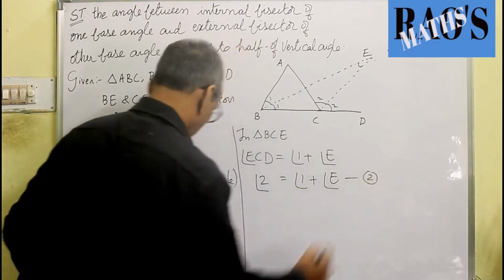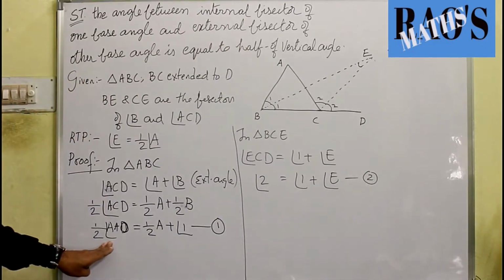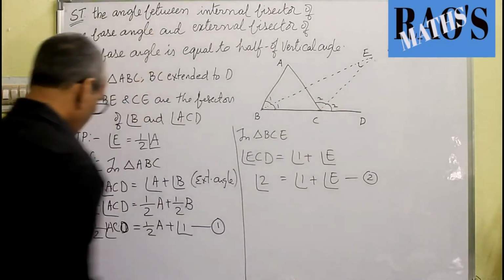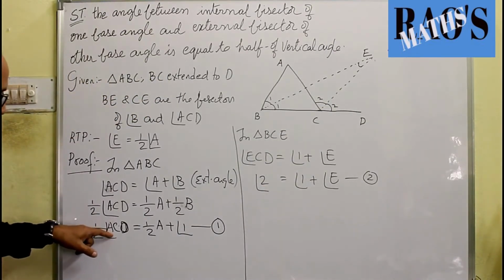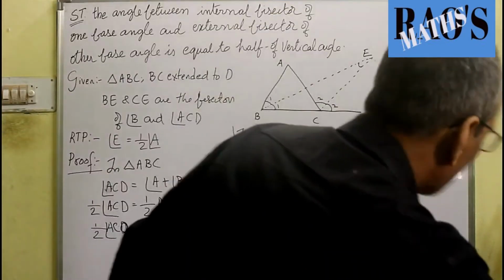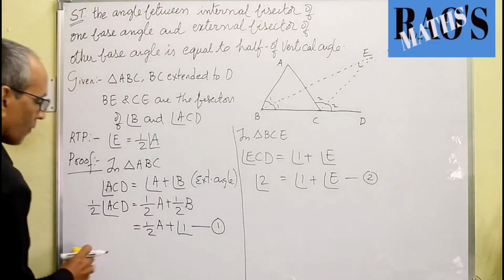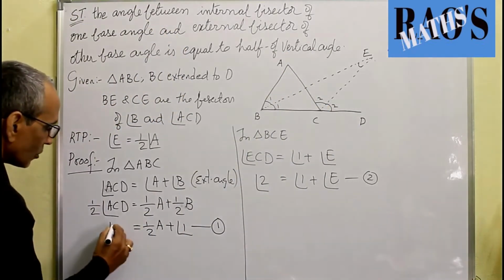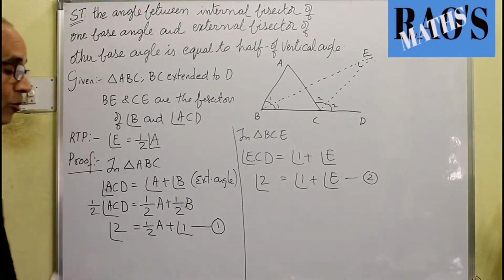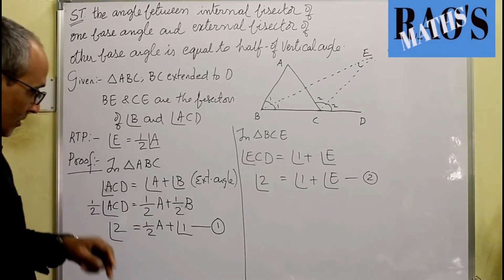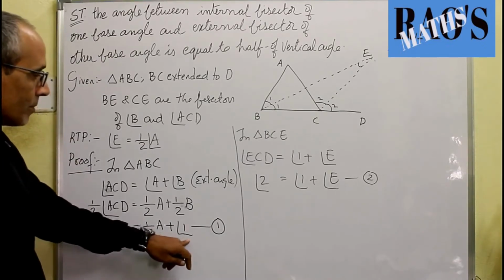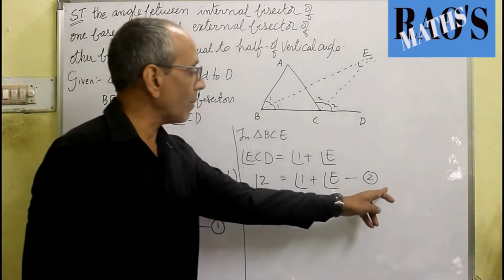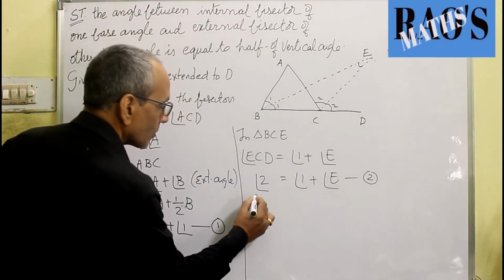This is the second statement. Here also, what is half of ACD? Instead of half of ACD, I mark here 2. So half of ACD is nothing but 2. So I got two statements for angle 2. The first one: angle 2 is equal to half A plus 1. The second statement: the same angle 2 is equal to 1 plus E. These two are equal, from statements 1 and 2.